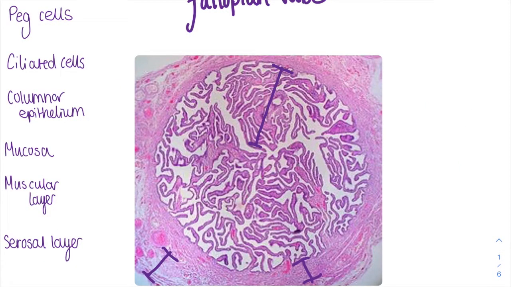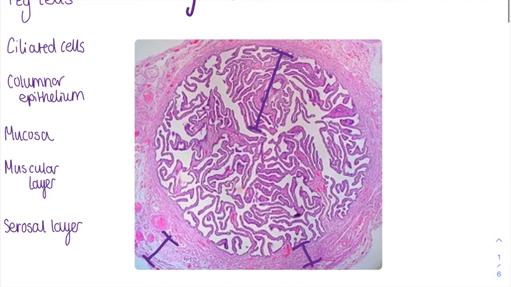So I'm just going to be looking at the histology of the female reproductive system. To start off with, we have the fallopian tube. This here is the cross-section through the middle of the fallopian tube.